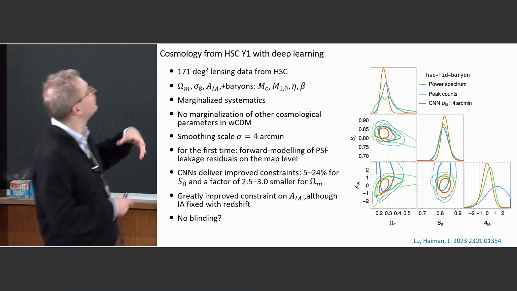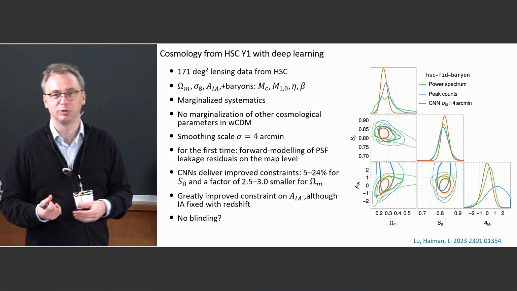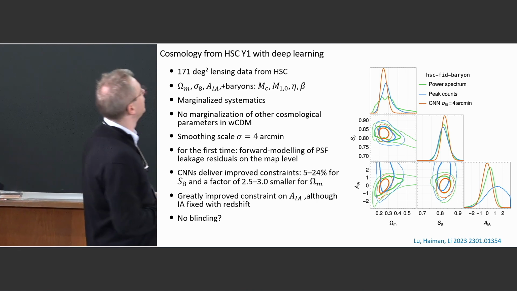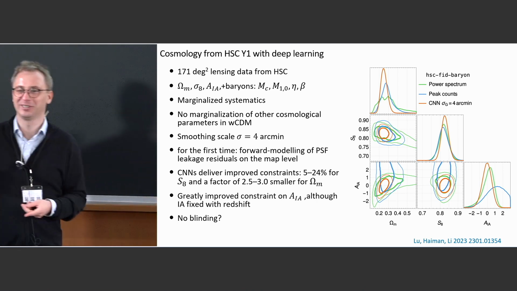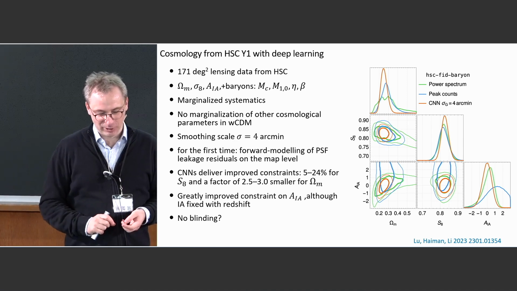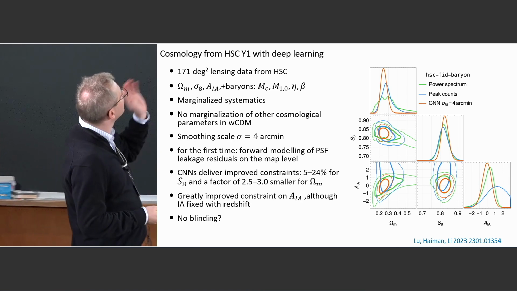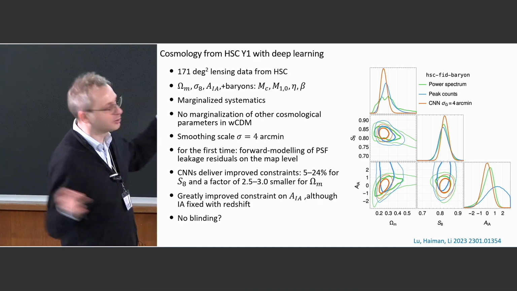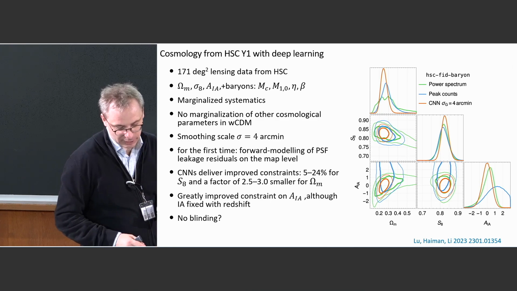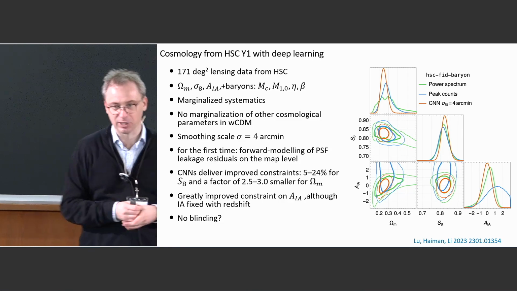And for the first time, which I want to highlight, it's amazing, they proposed a way to marginalize out possible PSF contribution to the data by forward modeling the PSF leakage. So this is really great. It's one of these small details in the paper that make for one of the most amazing things in the paper. So the improvement was also 5 to 24%, and really good improvement on omega m, so basically shrinking the banana. It's really great. And also improved IA measurements, but I think their model had fixed redshift.